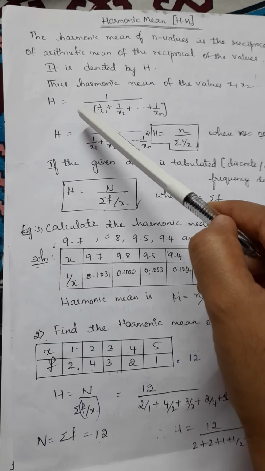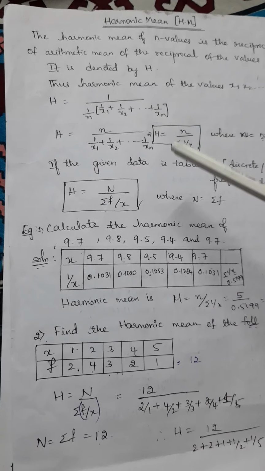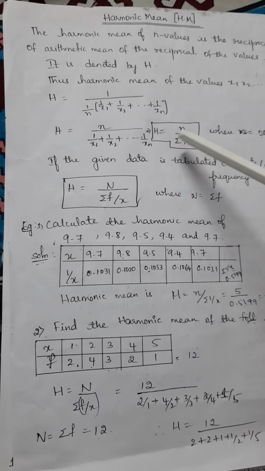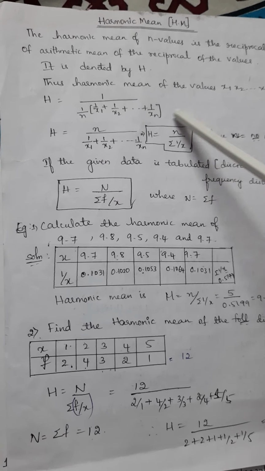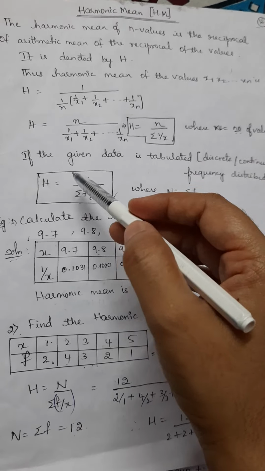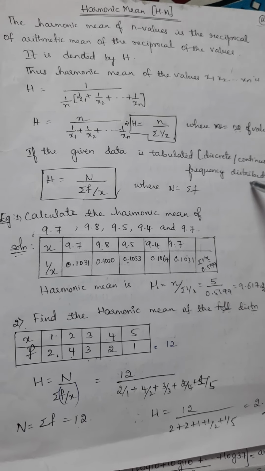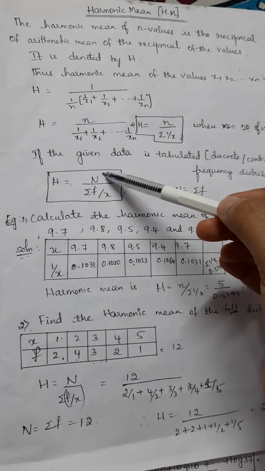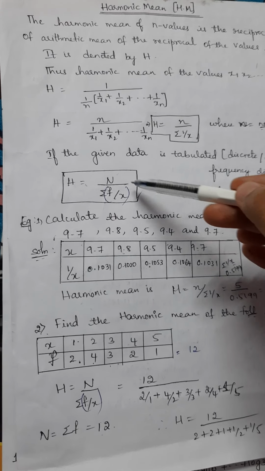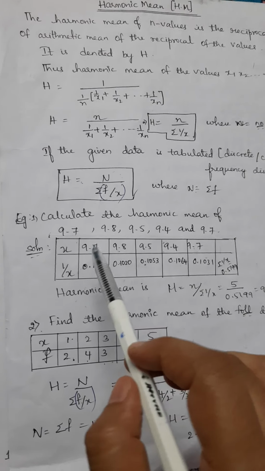The denominator of the denominator goes to the numerator. It will be n divided by 1 by x1 plus 1 by x2 plus 1 by xn. This can be written as n divided by summation of 1 by x, where n represents the number of values given in the data. If the given data is tabulated, or if it is a discrete or continuous frequency distribution, harmonic mean is given by N divided by summation of f by x, where capital N is nothing but summation of the frequencies. Now let us see an example.